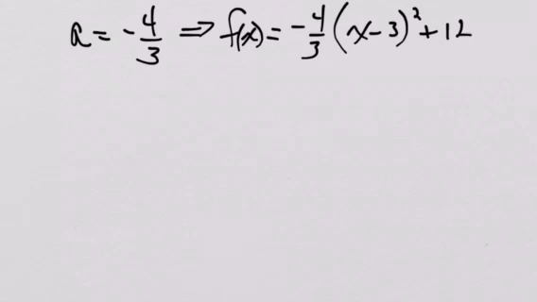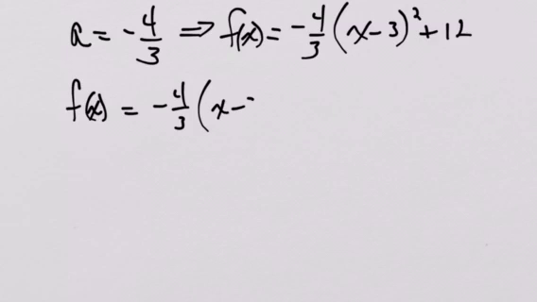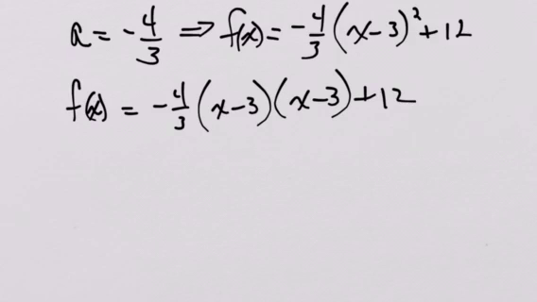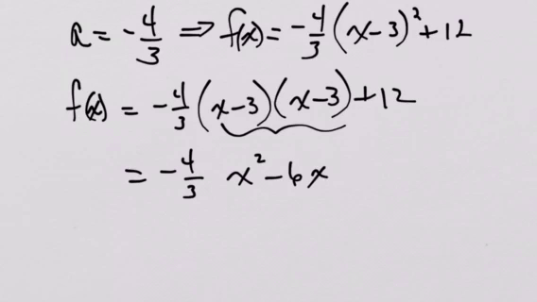Now what I'm going to do is expand this a little bit. So we have f of x equals negative 4 over 3 times x minus 3 squared plus 12. If I FOIL these back together, I get negative 4 over 3 times x squared minus 6x plus 9, plus 12. And that's all going to be in parentheses.